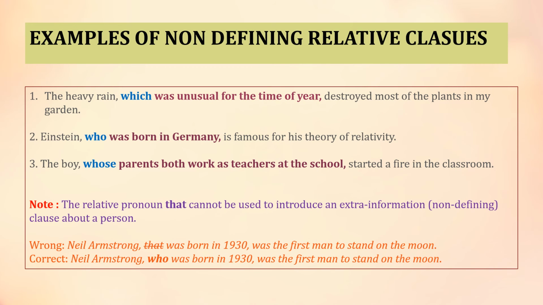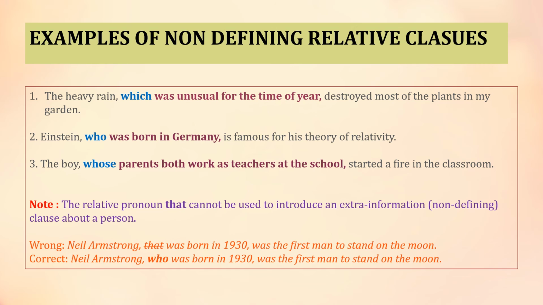Let us observe some more examples of non-defining relative clause. The heavy rain, which was unusual for the time of the year, destroyed most of the plants in my garden. Which is the relative pronoun stating about heavy rain. Which was unusual for the time of the year is a relative clause. If this relative clause is removed from the sentence, the remaining sentence will give significant meaning: the heavy rain destroyed most of the plants in my garden. Thus, heavy rain is separated from the remaining sentence by a comma.